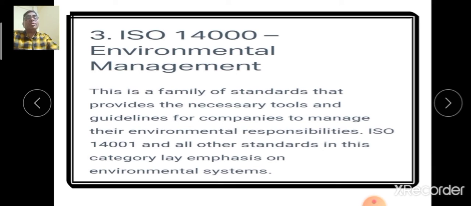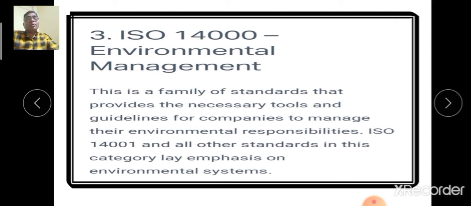Third, ISO 14000, which is related with environmental management. This is the family of standards that provides the necessary tools and guidelines for companies to manage their environmental responsibilities.